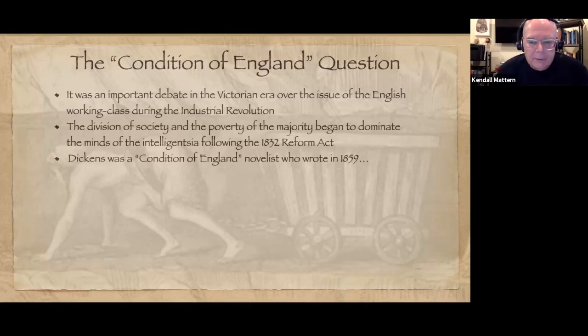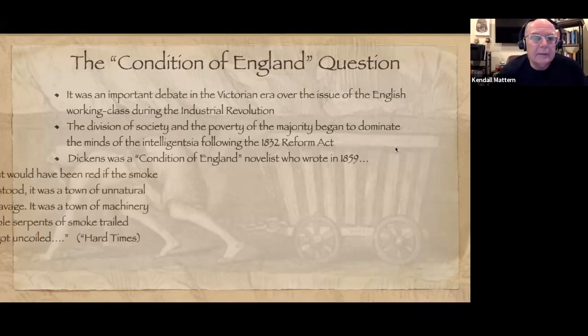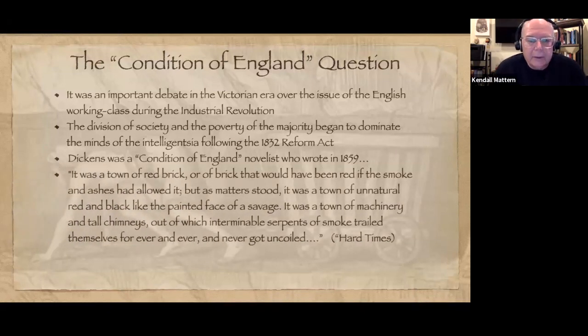Dickens was a condition of England novelist who wrote in 1859, "It was a town of red brick, or a brick that would have been red if the smoke and ashes had allowed it. But as matters stood, it was a town of unnatural red and black, like the painted face of a savage. It was a town of machinery and tall chimneys, out of which interminable serpents of smoke trailed themselves forever and ever and never got uncoiled." That's from his novel Hard Times, which is a powerful evocation of the impact of the Industrial Revolution on England.